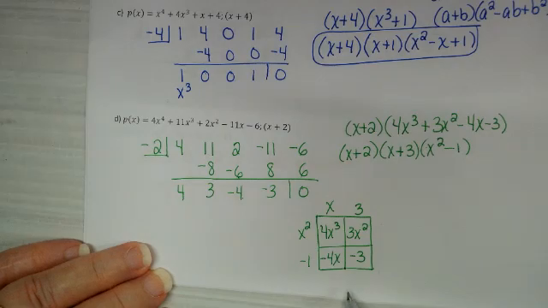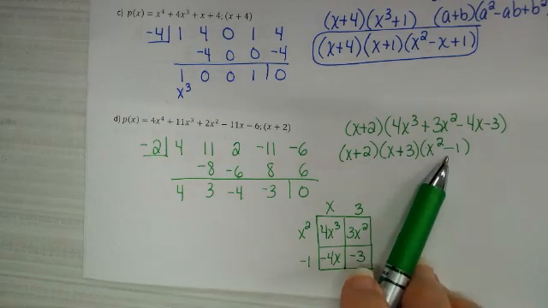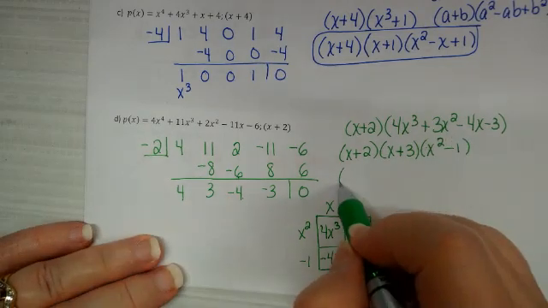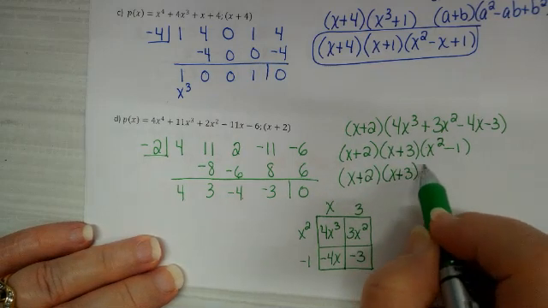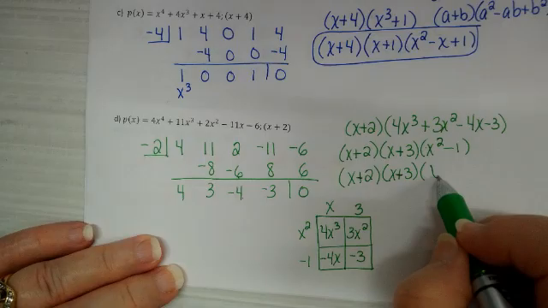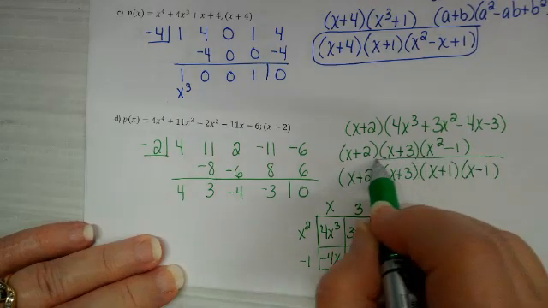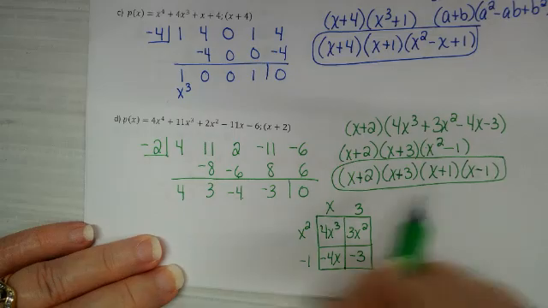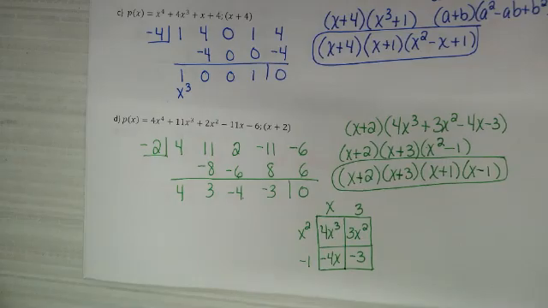So far, so good. Are we done? Or can we factor something a little bit more? Difference of squares. One more time. X plus 2, x plus 3, and then x squared minus 1 becomes x plus 1, x minus 1. And there we have it factored completely. And now it's your turn to practice.